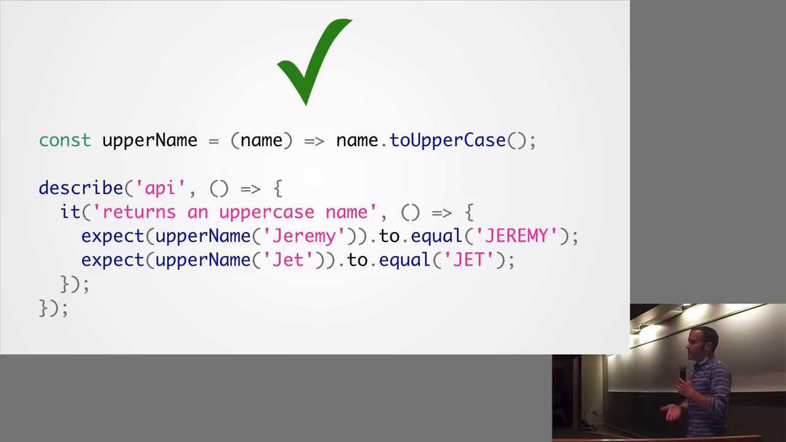So now I just write an upper_name function. It takes a name, and it returns name.toUpperCase. That's easy to test. It's a pure function. I know that if I pass in Jeremy, I get back Jeremy uppercase. If I pass in Jet, I get Jet uppercase. And so that's one of the beautiful things about writing pure functions and trying to do that as much as possible in our programs. It's a whole lot easier to test. We're just testing inputs and outputs.